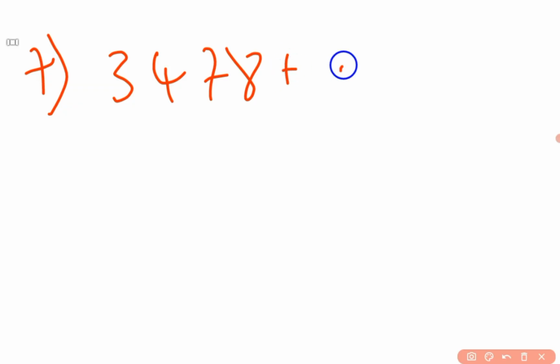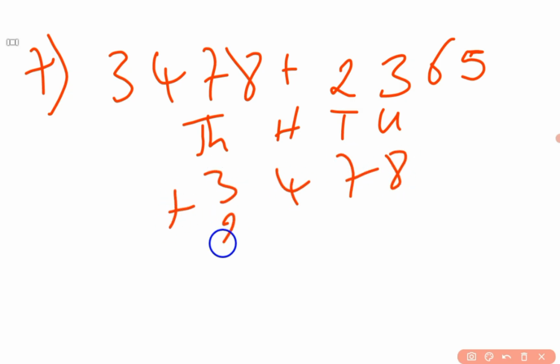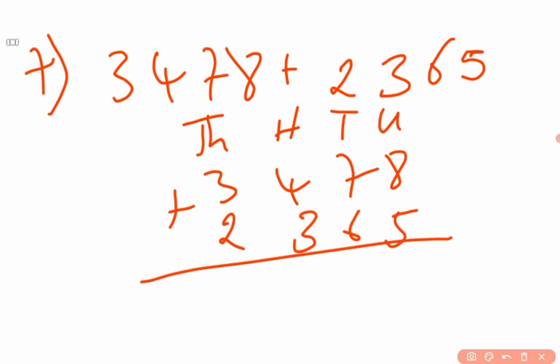But I'll take example 7 now for another one with carrying. We'll have a number like, let's say, 3,478 plus 2,365. Now here is the same. You have thousand, hundred, tens, and unit. So now you are adding. If you add 8 plus 5, it gives you 13.